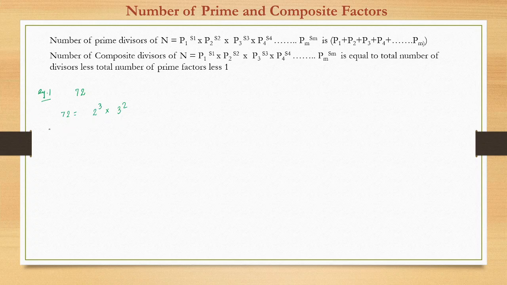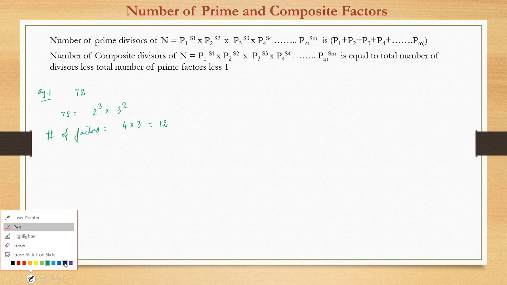So what is the number of factors? Total number of factors is how much? Now directly 4 into 3 we can write, 12 factors, right? Now what would be the number of prime factors?